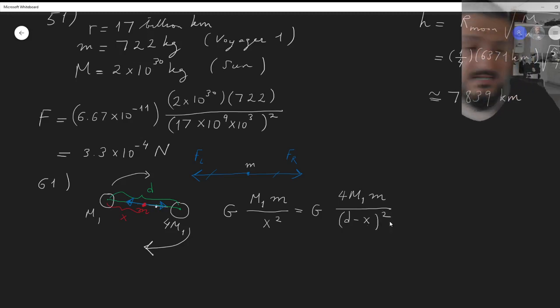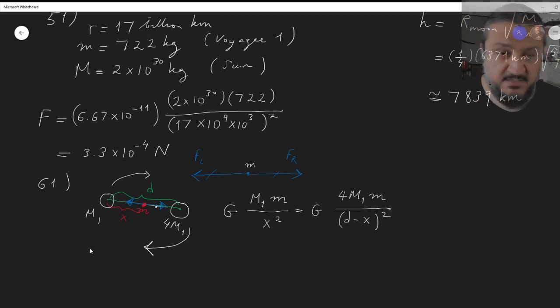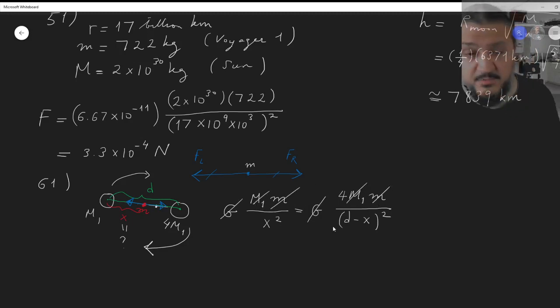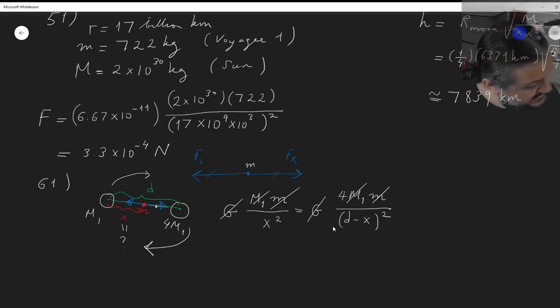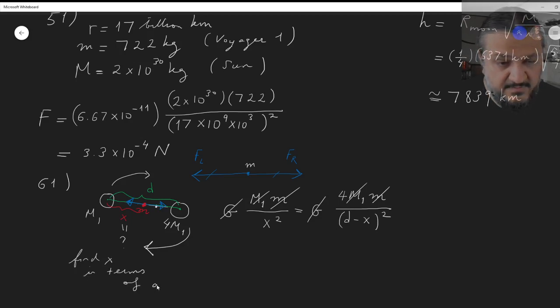Okay, so what is x? That's our question, right? What is x? That's what they're asking. Just solve this for x. Get rid of the G's, get rid of m1, get rid of test mass, m. Now, do we know what d is? They don't give us d. So we're going to find x in terms of d.